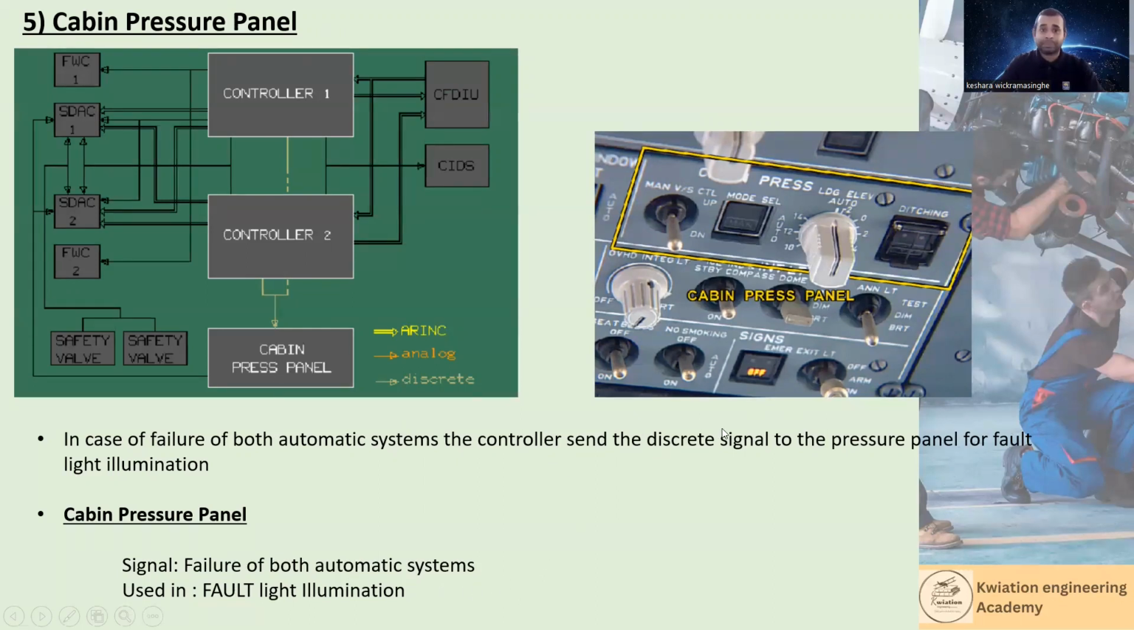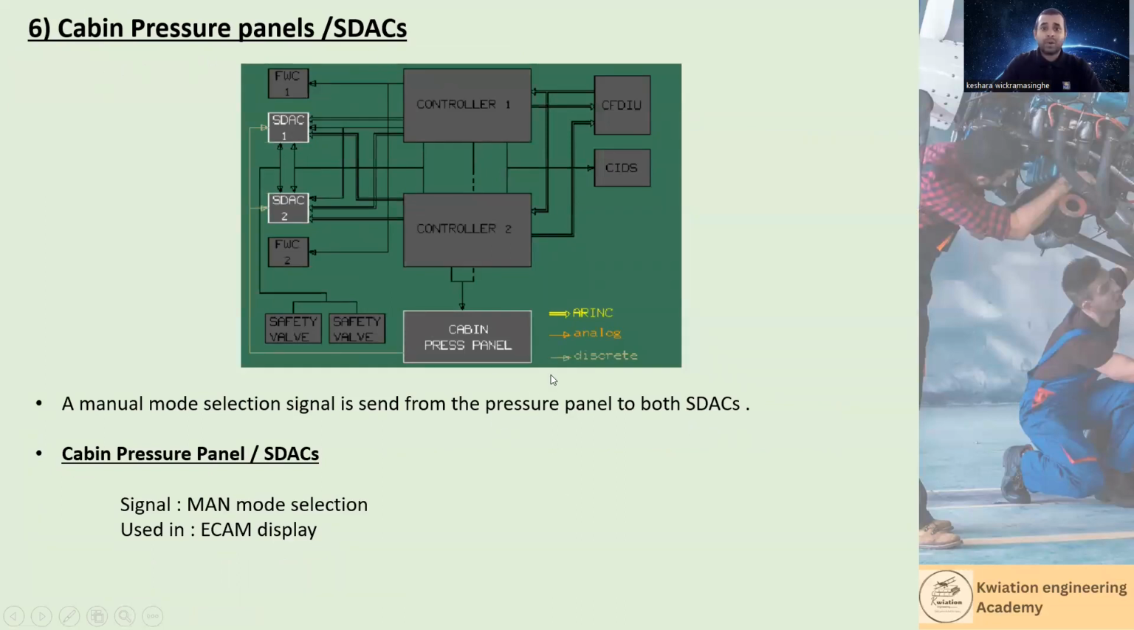Right, next one is cabin pressure panel and SDAC. So in manual mode, if the pressurization system is in manual mode, the manual mode selection signals are sent from the pressure panel to both SDACs, right? You can see these are discrete signals. So the cabin pressure panel SDAC signals are manual mode selections, used in the ECAM display, right?